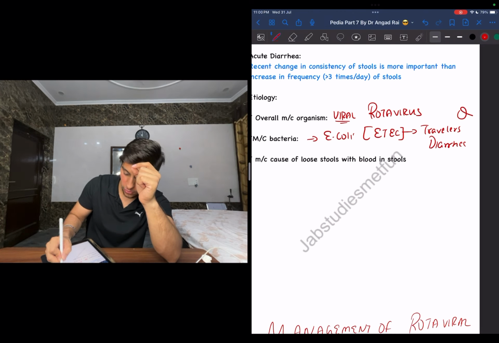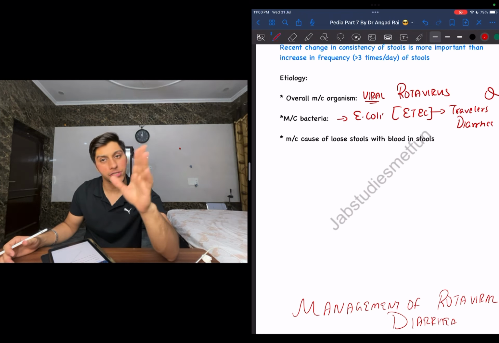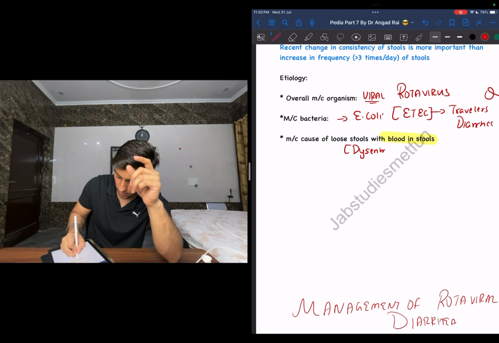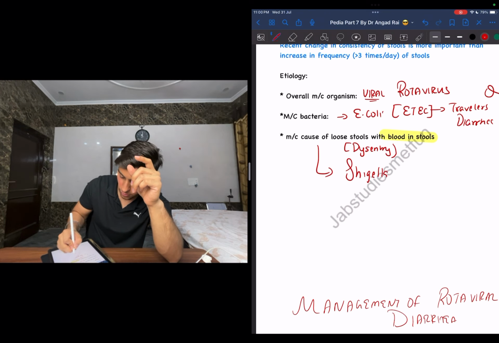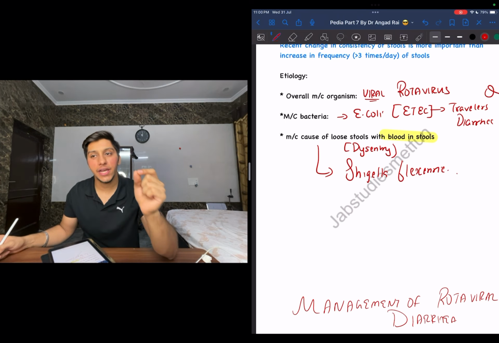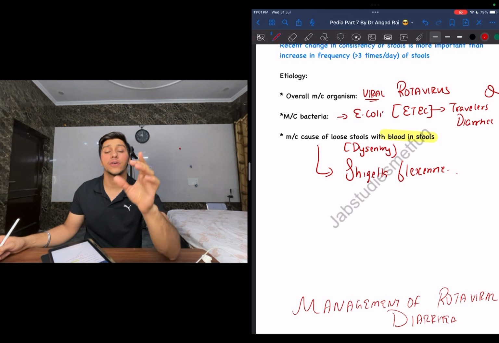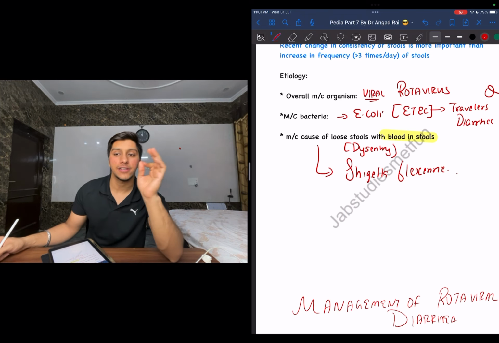Another PYQ. Now guys, if they ask you what is the most common cause of diarrhea which is loose stool but with blood, what is this condition called? This is known as dysentery. And guys, the most common cause is going to be your Shigella flexneri. Shigella flexneri is the most common cause of dysentery, whereas the most common bacterial cause of diarrhea is going to be Escherichia coli, enterotoxigenic E. coli. Most common overall cause is viral, that is rotavirus.